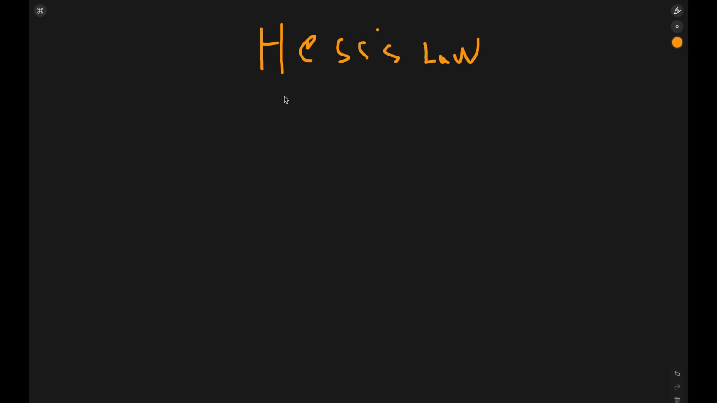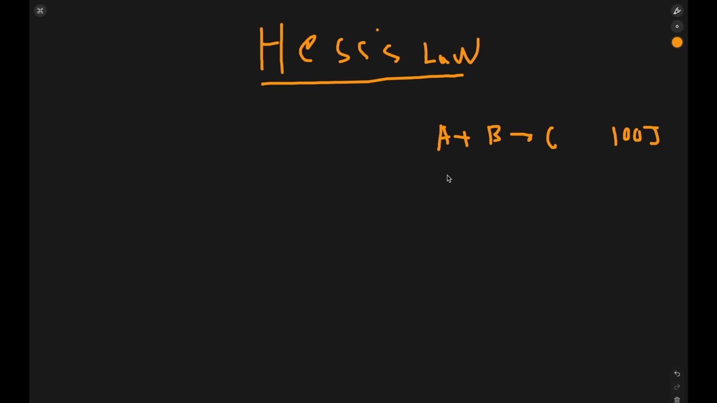About Hess's law. So what is Hess's law? Let's say you have an equation A plus B makes C, and the change in enthalpy for that is 100 joules.